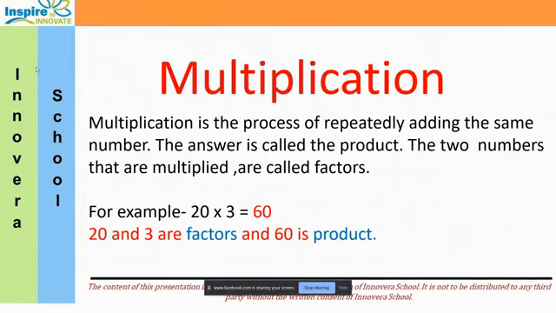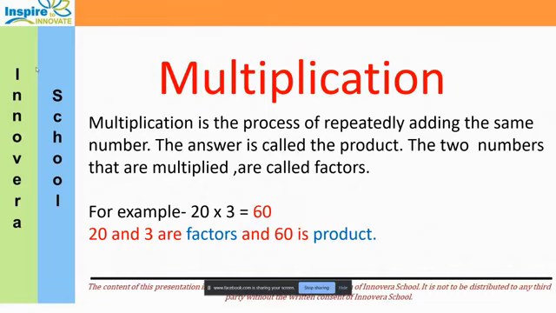What is multiplication? Multiplication is a process of repeating the addition. It is the repetition of addition again and again, adding the same number again and again, and the answer which we get is called the product. The two numbers that are multiplied are called the factors.